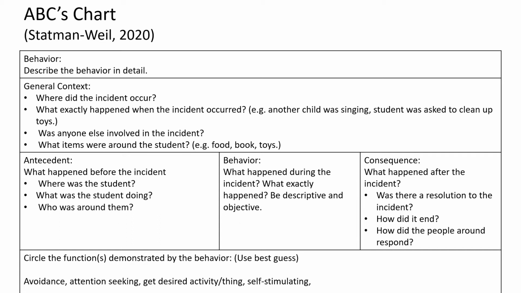Next is the antecedent. What happened before the incident occurred? Where was the student at? What was the student doing before the incident? Who was around them? Next is behavior. What happened during the incident?